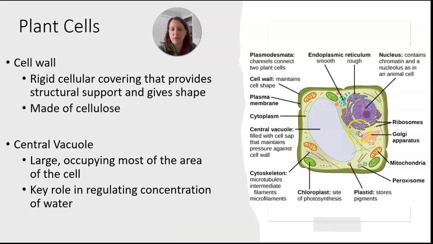The second structure that's only found in plants is the central vacuole, and you can see this here. The central vacuole is going to be large. It's going to occupy most of the area of the cell. It's filled with what we call cell sap, okay, which is just a watery material. And it's really, really important. It plays a key role in regulating water concentration. And so something that plants like, and we'll see this in chapter 5, is they like to be what's called turgid. And so they like to take on extra water and kind of swell up.